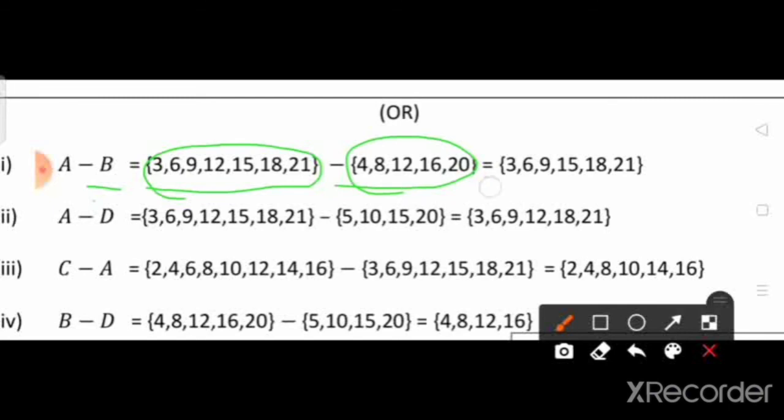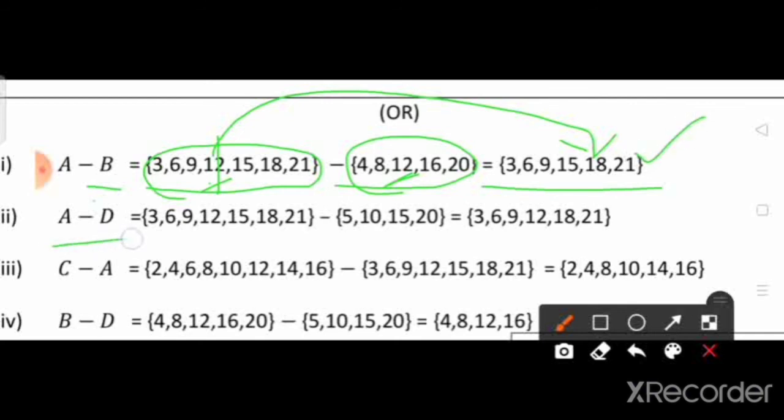Here A minus B. How to find A minus B? We have to check whether there is any common element. Here 12 is there and 12 is also there. You strike out 12. Is there any other element common in both sets? No. So we write the elements of this set as the answer. So 3, 6, 9, 15, 18, 21 is the answer.